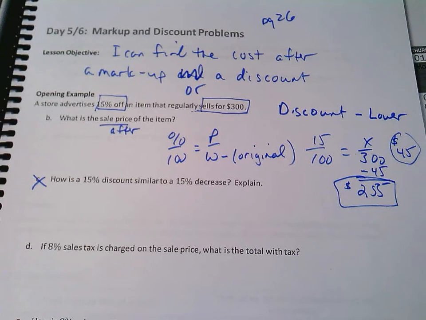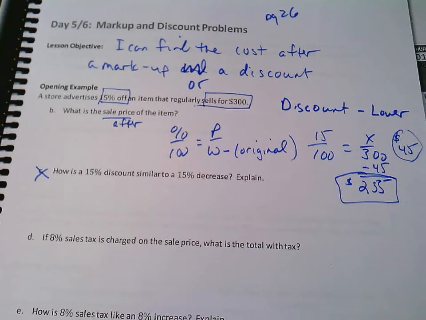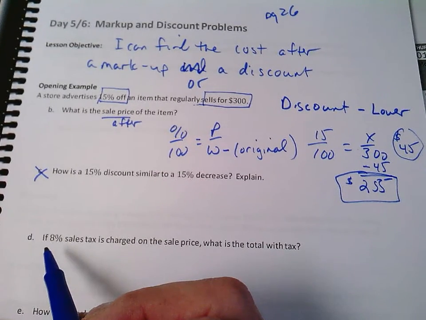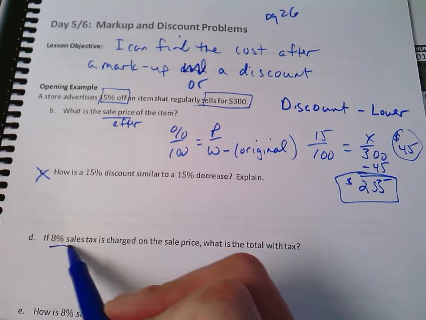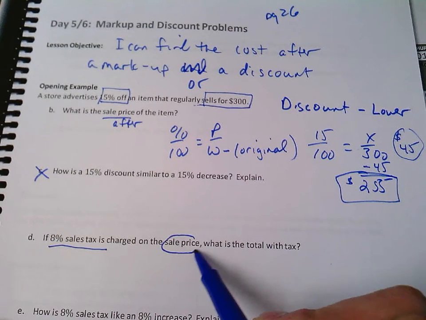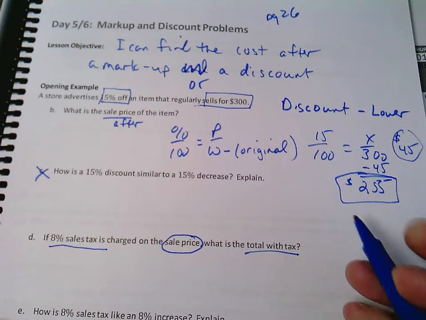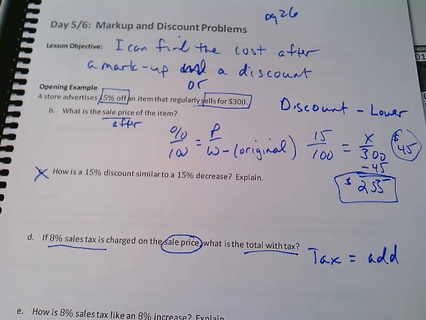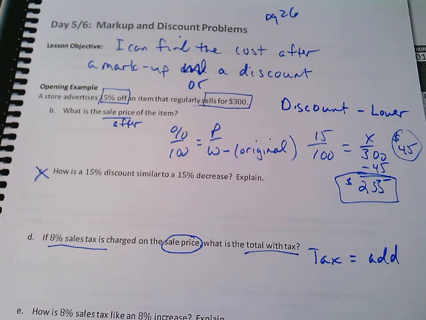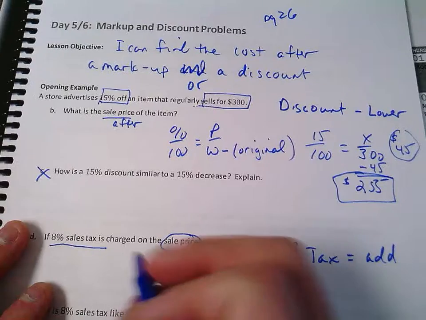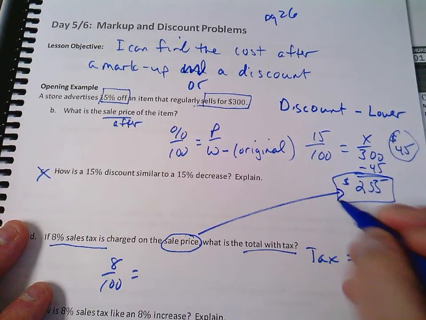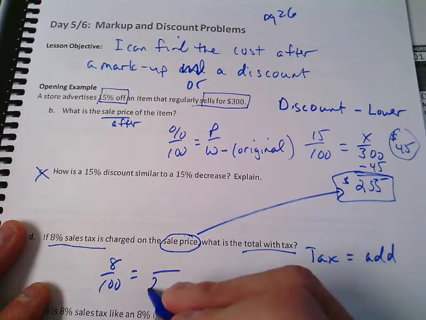All right. So now something else that comes out of this, I'm just going to show you in this example here. Now we're referring to an 8% sales tax charged on the sale price. What is the total with tax? Well, what does tax do? Tax will add to the cost. So like when you go to a store and you buy something for $1, it's not really $1. It ends up being like $1.08 because tax is added. So we're going to set our proportion up, 8 over 100. The sale price is $255. So we have to use that $255.